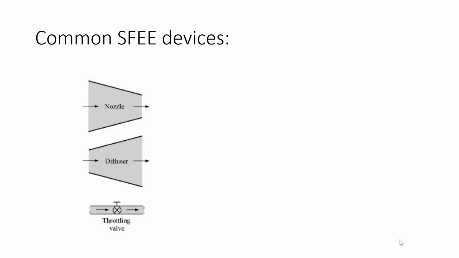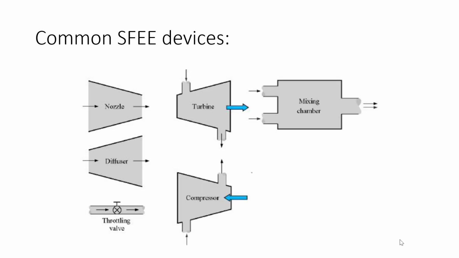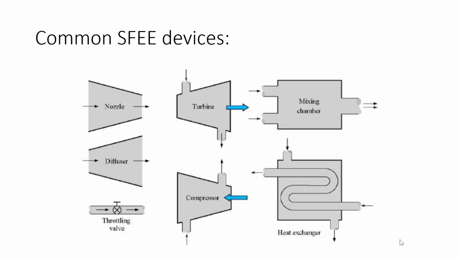First, let's look at common devices of steady flow energy equation, or SFEE for short. The steady flow here means that the mass of the control volume CV is constant with time. The common SFEE devices are nozzle, diffuser, throttling valve, turbine, compressor, mixing chamber, and heat exchanger devices. All these devices are open system devices because SFEE is only used in open system.